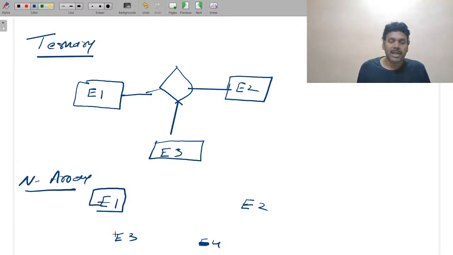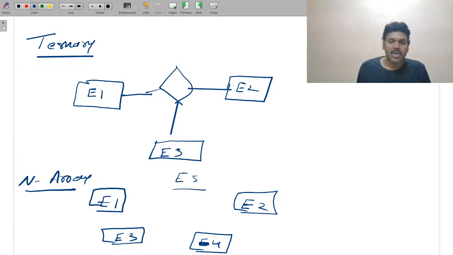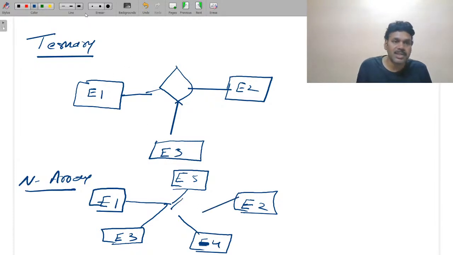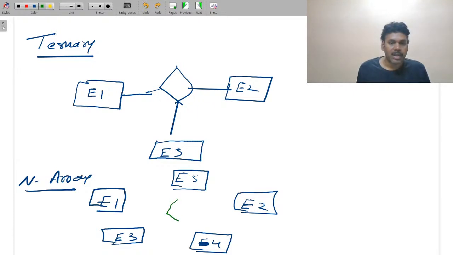So these are all entities which are trying to participate in the relationship, as we already spoke about centralized database. So if you have a concept of centralized database here, then I can say that it is an n-ary concept. Now they are all linked to one relationship like this. They are all linked to this, and it is called n-ary.